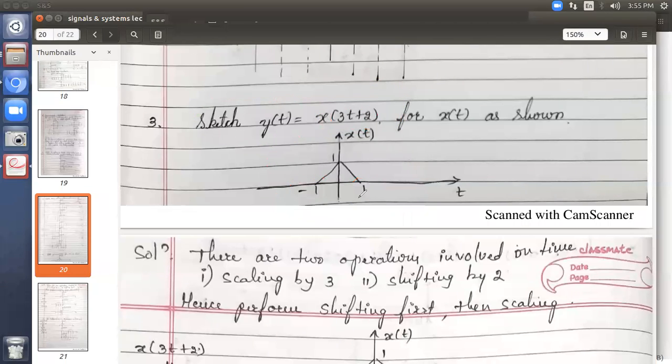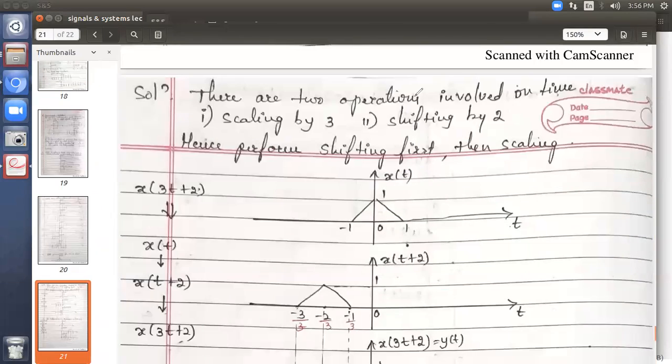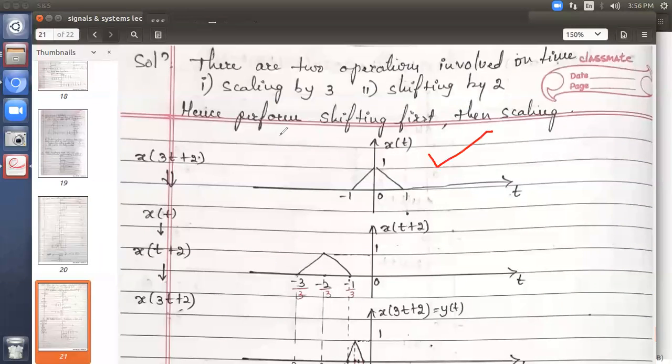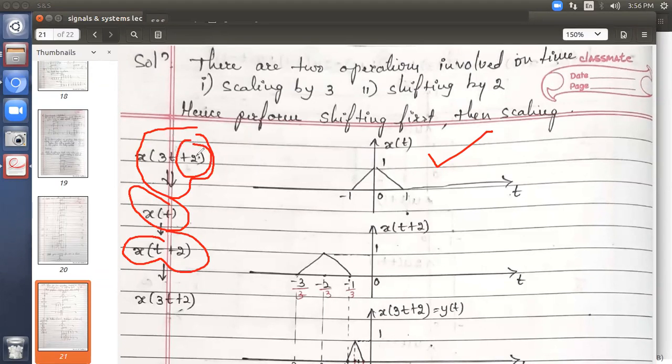Okay, just now I have told you, there are 2 operations involved here on the time. One is a scaling by 3, the other one is shifting by 2 amounts. So when these 2 are there, which operation to be prioritized first? The precedence should be given to shifting first, and then we have to perform scaling. So let's do that. You can see I have redrawn x of t one more time. We start with x of t. First we shift it. Shifting by how many? Plus 2. That is left shift by 2 amounts. So we will perform this first.